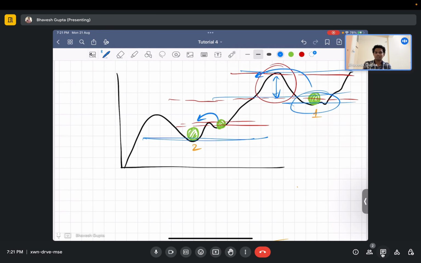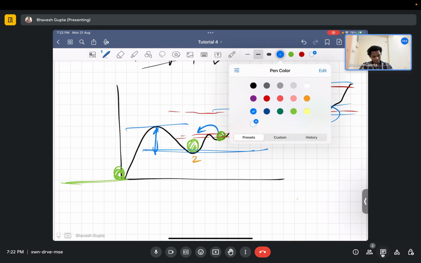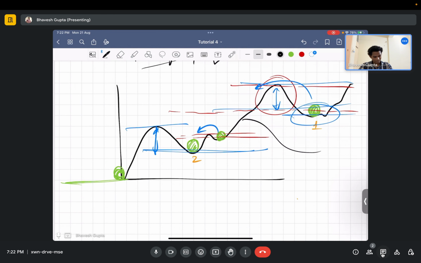Then I further found that I have another barrier here, which I also have to overcome in order to get my ball here, which is the lowest point, let's say. That kind of problem you might face, and there is a terminology people use in the world of optimization: this black line which I have drawn, this hill valley, is something called a landscape.